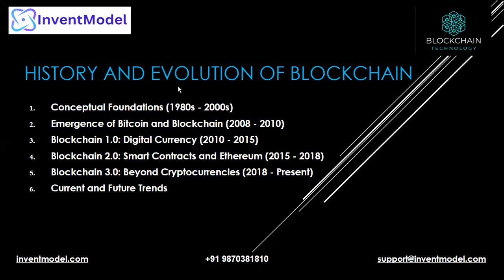Next is sustainability and green blockchain. The environmental impact of proof of work blockchains has become a concern, leading to a push for more energy efficient alternatives. Ethereum's transition to proof of stake, Ethereum 2.0, and other eco-friendly blockchain protocols are seen as part of this shift.